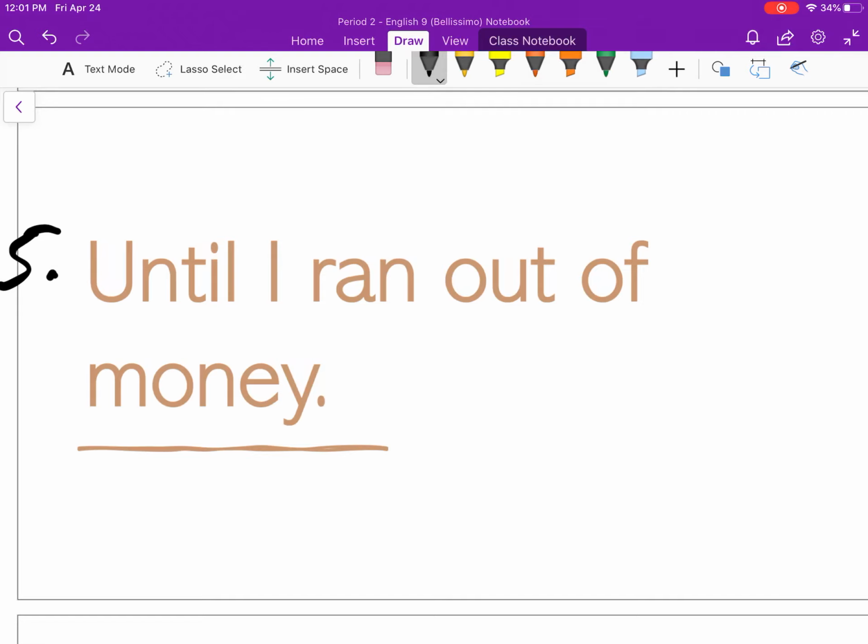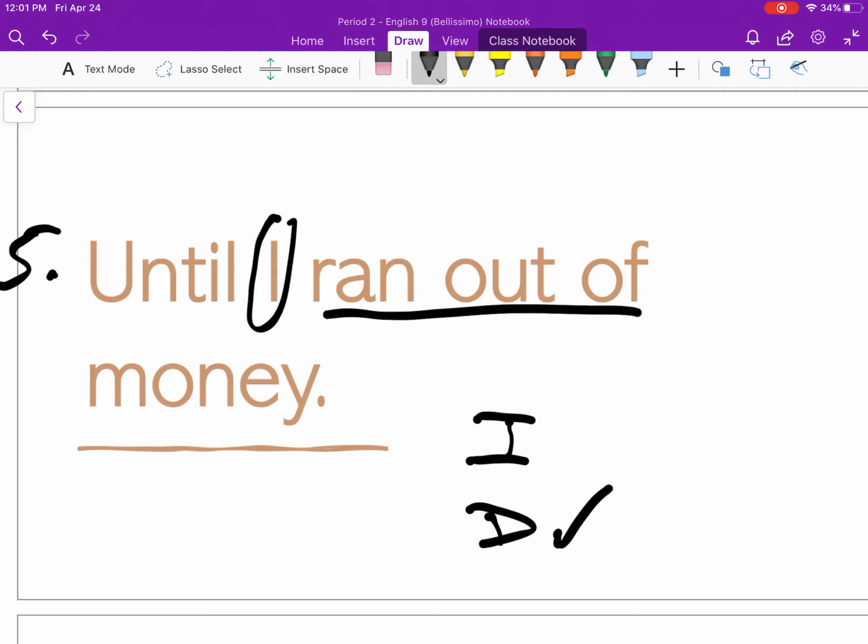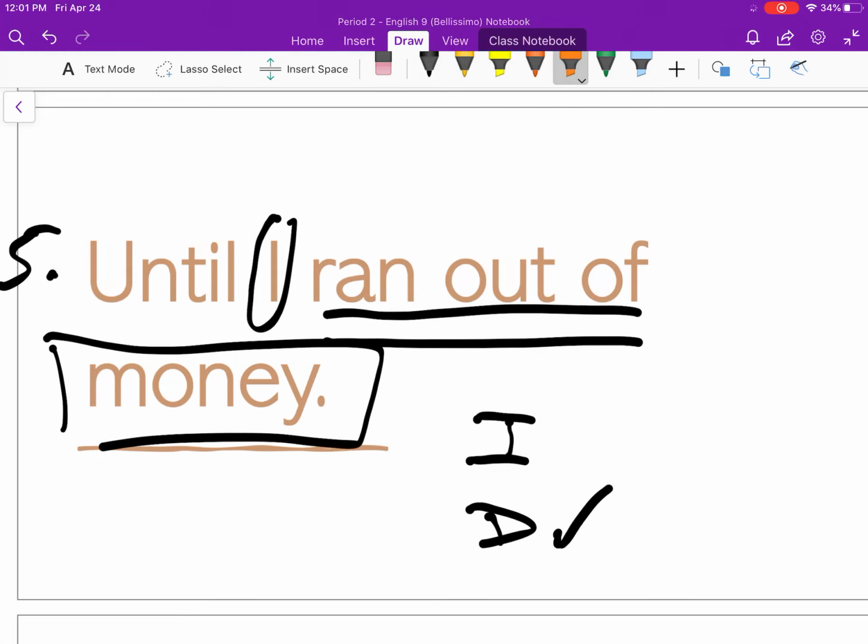Number 5. Until I ran out of money. Is this an independent or dependent clause? Ready? Dependent. Our subject is I, to run out of, and then the rest of our sentence. Again, subordinating conjunction right there.